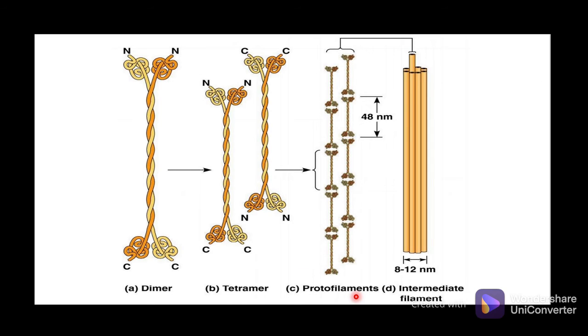The same diagram, the same things are repeated. Here you can see the dimer is formed, the N terminal and the C terminal. In this diagram, one dimer, this is the second dimer, and how the dimers are arranged to form the protofilament, and this protofilament is forming the 8 to 12 nanometer wide intermediate filament. That is what is shown over here.